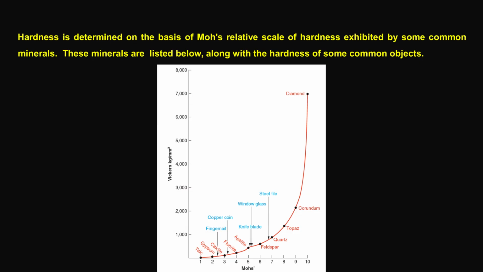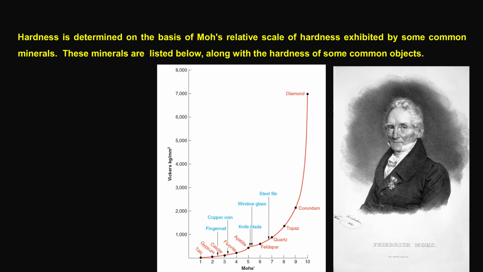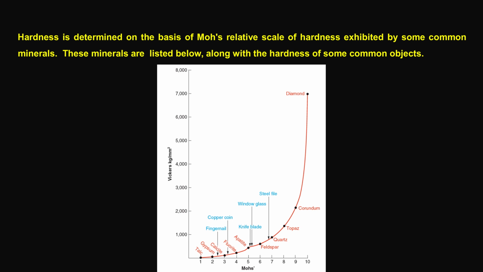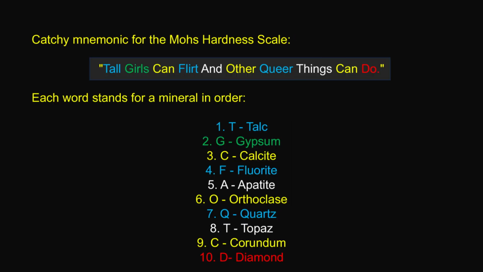What is the Mohs Hardness Scale? The Mohs Hardness Scale, developed by the German mineralogist Friedrich Mohs in 1812, is a relative scale used to measure the hardness of minerals. It ranks minerals based on their ability to scratch one another from the softest to the hardest. Catchy mnemonic for the Mohs Hardness Scale.